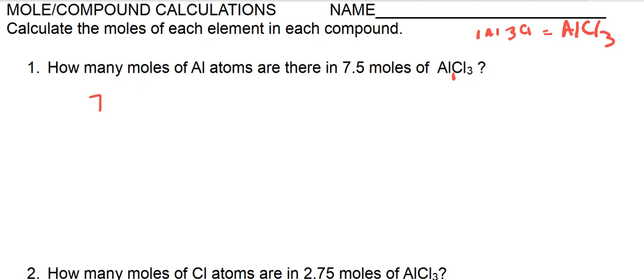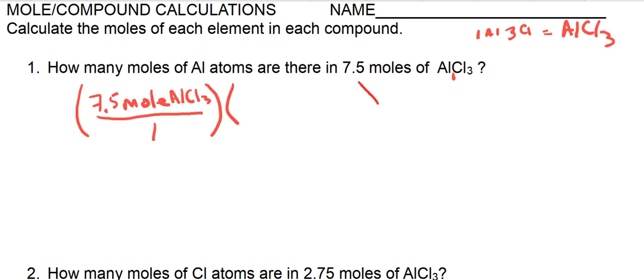The way that we figure that out is we do what we've been doing, which is to create a fraction. We take what we're given, 7.5 moles of AlCl3 over 1, and put that in parentheses. We know that there's 1 mole of Al for every 3 moles of Cl in AlCl3.